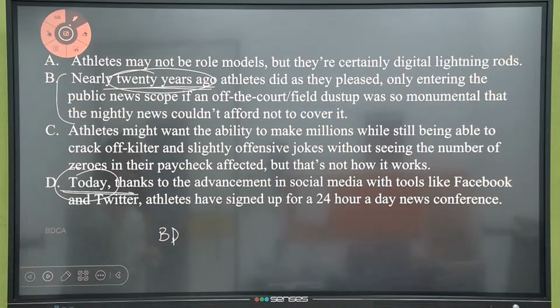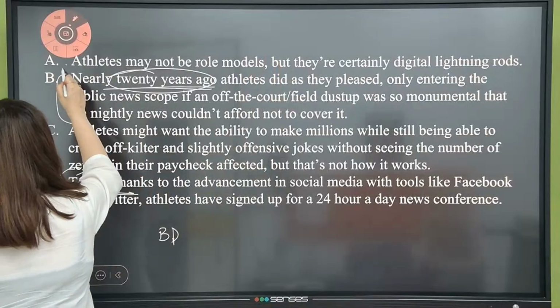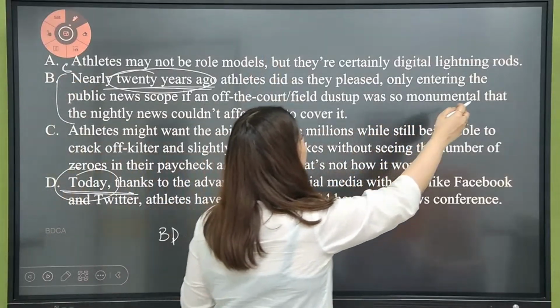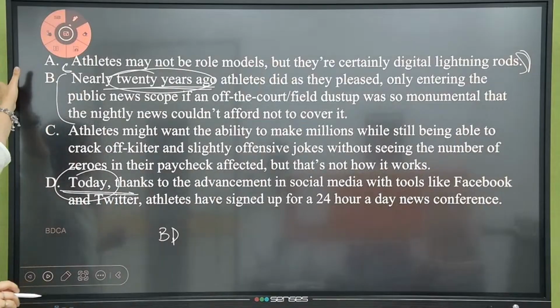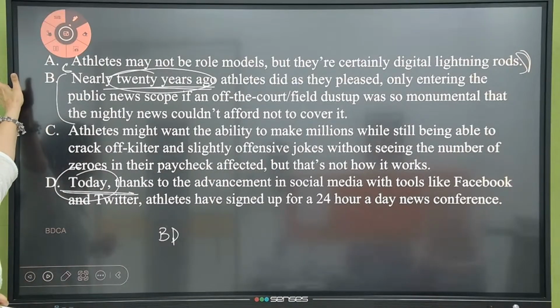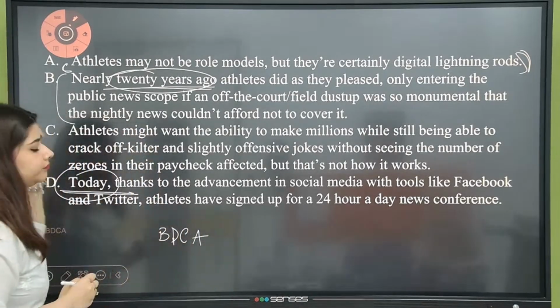Athletes may not be role models, but they are certainly digital lightning rods. This looks like a concluding statement. If we need to choose between C and A, A would be a better concluding statement, right? So C and then A.